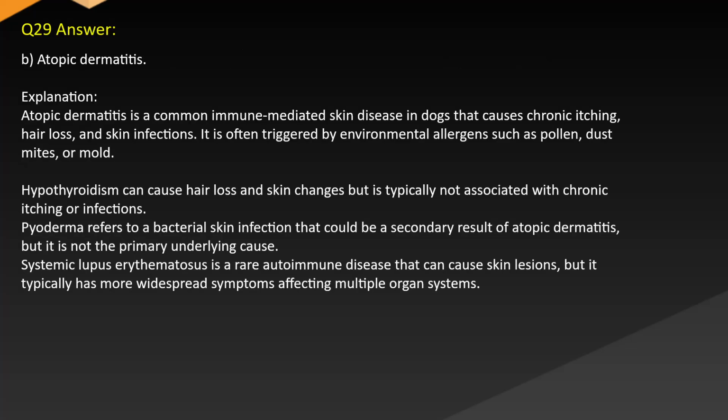Answer B. Atopic dermatitis. Explanation: atopic dermatitis is a common immune-mediated skin disease in dogs that causes chronic itching, hair loss, and skin infections. It is often triggered by environmental allergens such as pollen, dust mites, or mold. Hypothyroidism can cause hair loss and skin changes, but is typically not associated with chronic itching or infections. Pyoderma refers to a bacterial skin infection that could be a secondary result of atopic dermatitis, but it is not the primary underlying cause. Systemic lupus erythematosus is a rare autoimmune disease that can cause skin lesions, but it typically has more widespread symptoms affecting multiple organ systems.